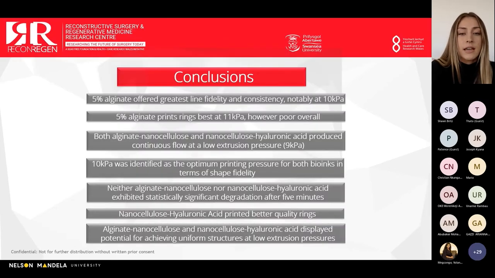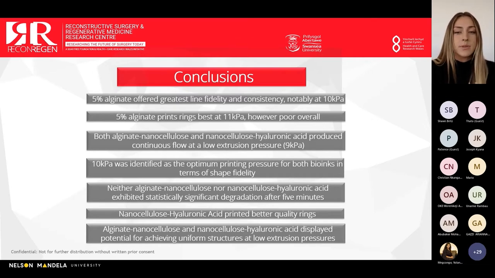Therefore, in conclusion, a 5% alginate concentration offered the greatest line fidelity and consistency, and printed lines best at 10 kilopascals, but better rings at 11 kilopascals, although the quality of prints was not good overall. Both alginate nanocellulose and nanocellulose hyaluronic acid achieved continuous flow at the low extrusion pressure of 9 kilopascals. Furthermore, 10 kilopascals was identified as the optimum printing pressure for both bioinks in terms of shape fidelity.